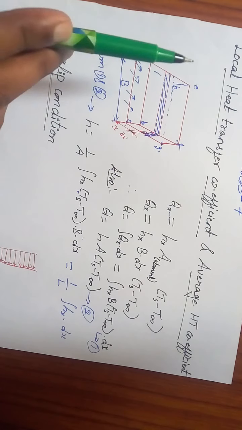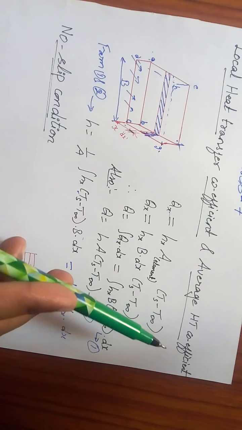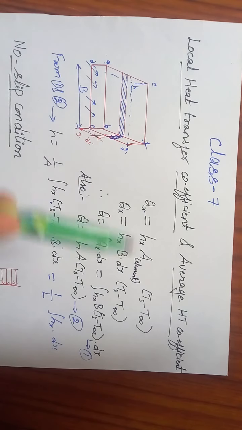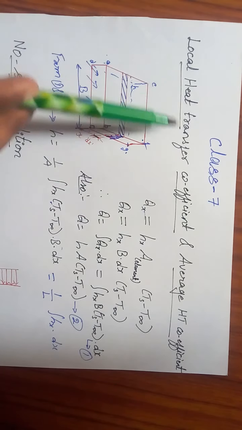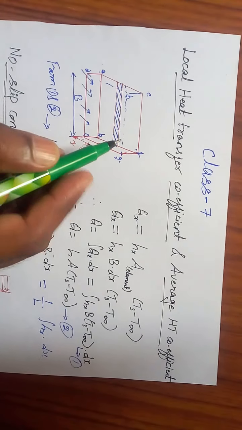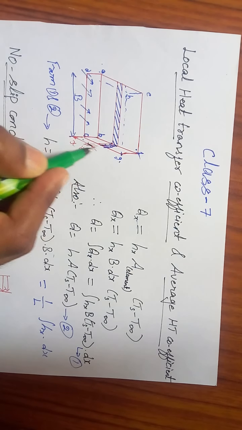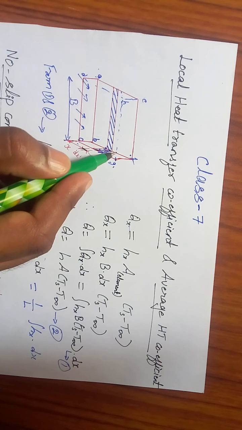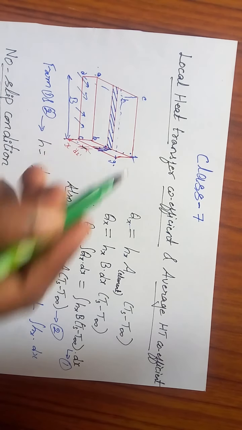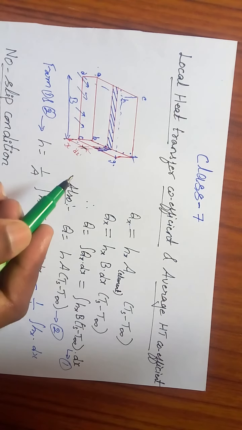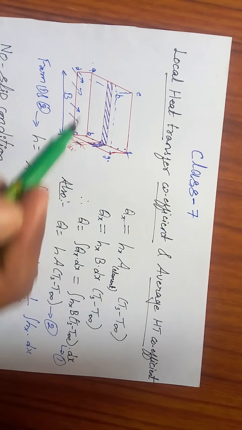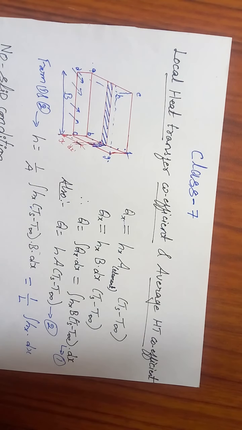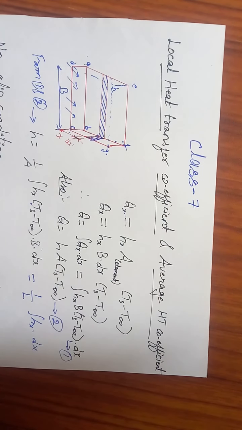This is the difference between local heat transfer and average heat transfer coefficient. I repeat, I sum up the entire thing in a single statement like this. Local heat transfer coefficient is the heat transfer coefficient at some particular value of x. So at a distance of x I have some value, at a distance of x plus 1 I have some other value, x plus 2 some other value, x minus 1 some other value. The average heat transfer coefficient is the average of all the local heat transfer coefficients on the surface. That is what it means.